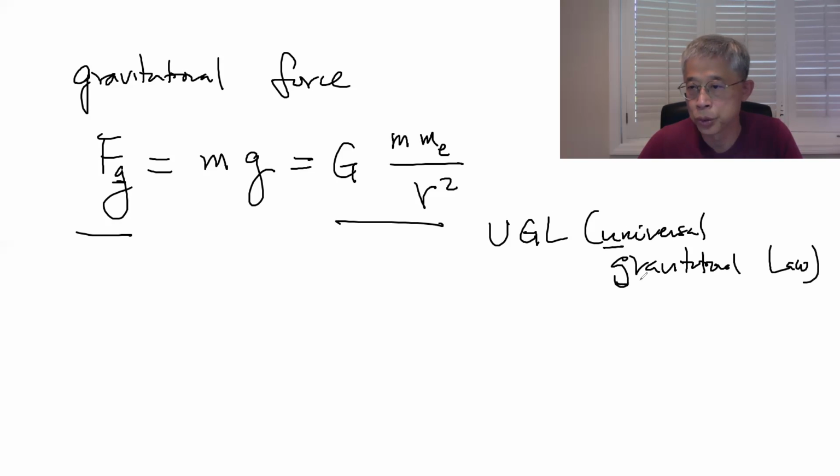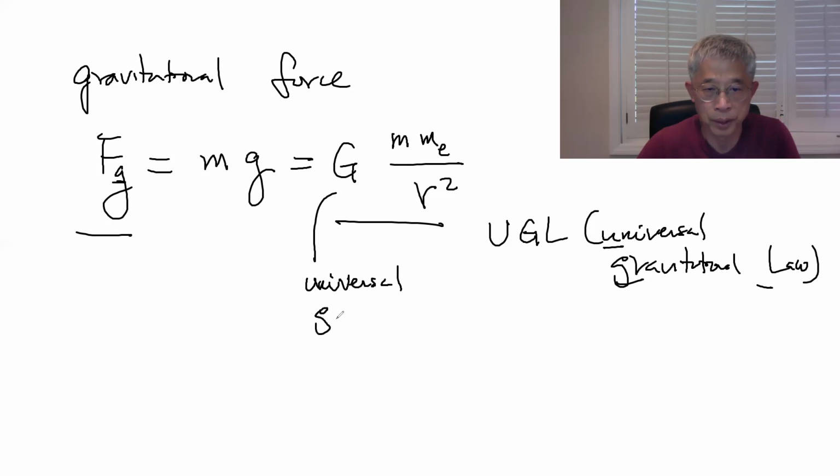Okay, so UGL, right? This here is a constant. It's called the universal gravitational constant.